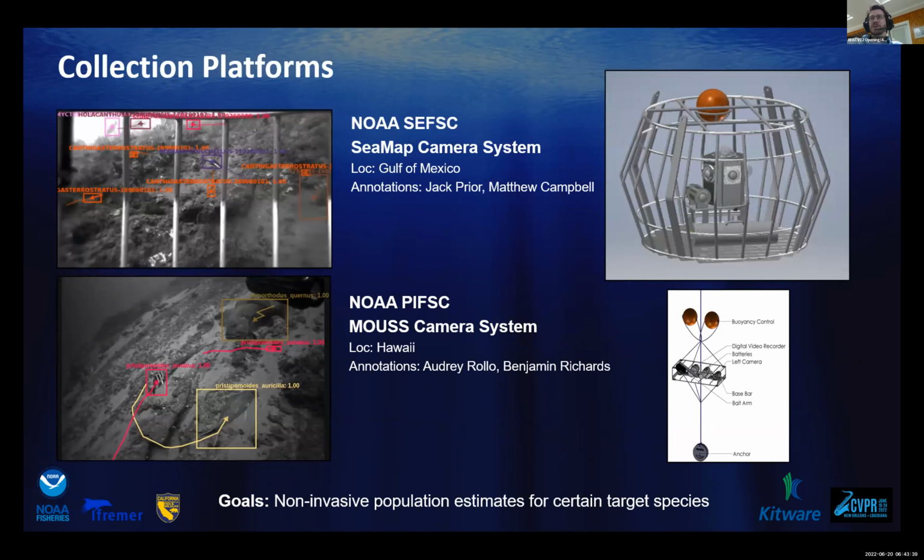There's a couple different collection platforms this data is coming from. CMAP is collecting a lot of data in the Gulf. It's a multicam system. You can see the bars on the imagery, which divide fish in half sometimes. There's the mouse camera system, which is a drop cam. These are roughly stationary surveys, but you can see the imagery bobbing in the water, so they're not completely devoid of camera motion.